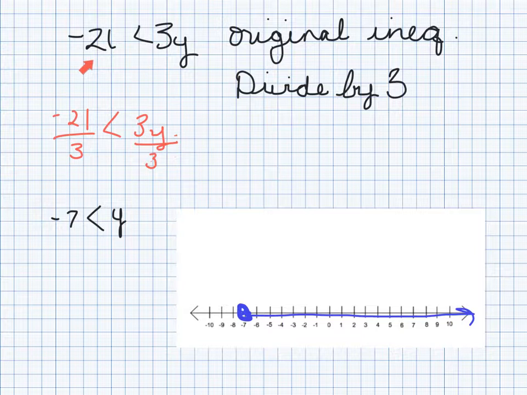Here, our next original inequality is negative 21 is less than 3y. We're going to divide by 3 to separate out the 3 and the y and get rid of it. So we end up with negative 21 divided by 3 is less than 3y divided by 3. The 3's cancel each other out and just leave a y, and negative 21 divided by 3 is negative 7. And it says negative 7 is less than y, so it is an open circle. There's no equals. And y is all the real numbers to the right of negative 7.